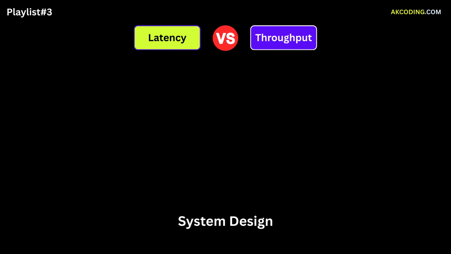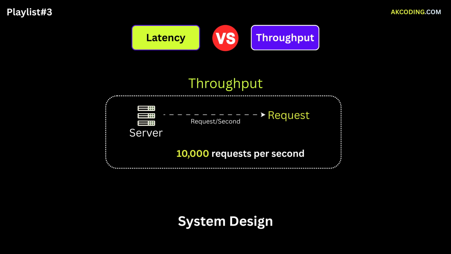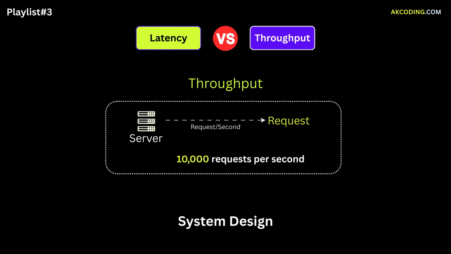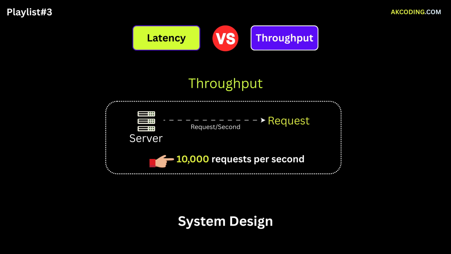Now let's look at throughput. Throughput is about how many requests your system can handle per unit of time. Using the fast food analogy again, throughput is how many burgers the restaurant can serve in an hour. In technical terms, if your server can handle 10,000 requests per second, that's the throughput. Higher throughput means your system can serve more users at scale.